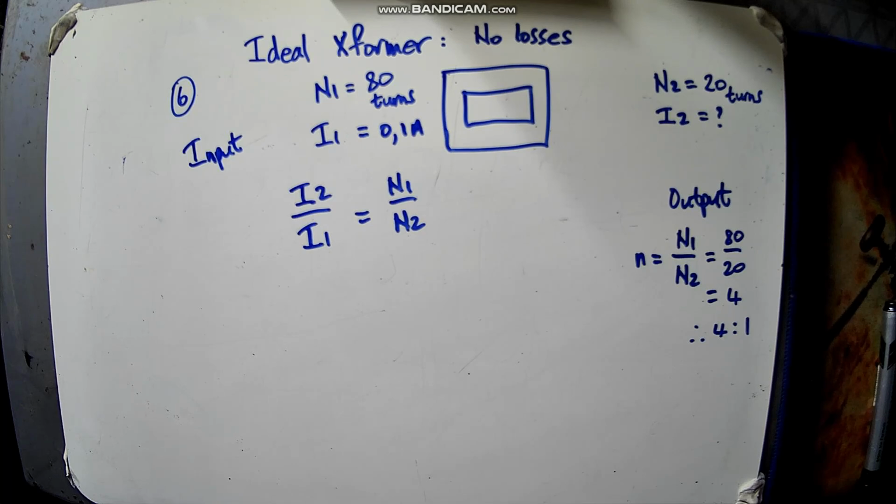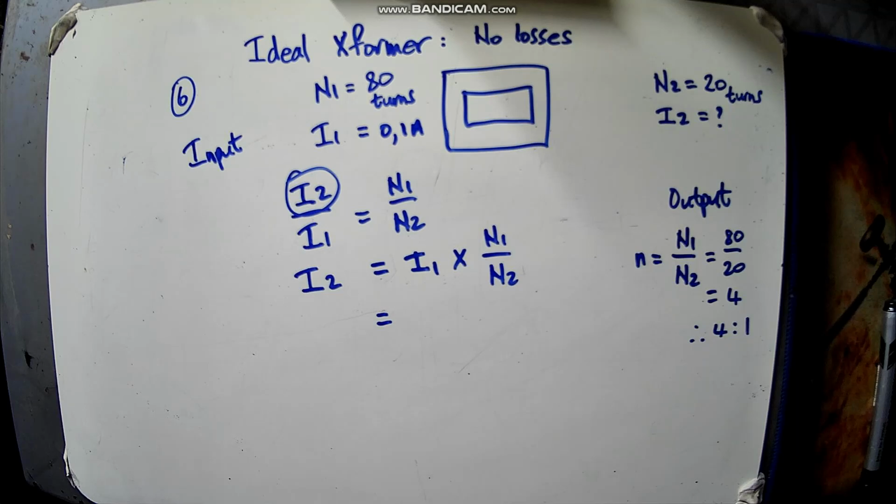Okay, so why did I write I1 on top? I wrote I1 on top because I1 is what I'm trying to find. So the thing that you're trying to calculate, make sure it's on the left and on the top. So in this case, we are trying to find the secondary current. Manipulate the formula by multiplying I1 on both sides. And this is what we would get.